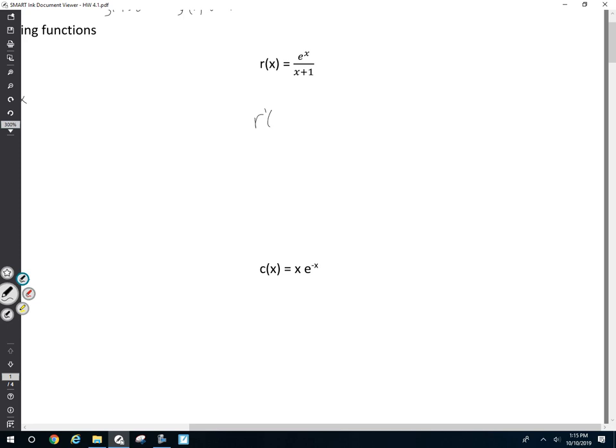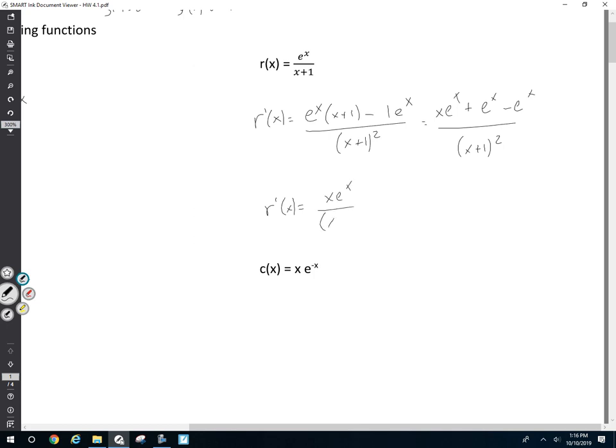Quotient rule. Derivative of the top times the bottom minus derivative of the bottom times the top, all over the bottom squared. Simplify the top, maybe. x e to the x over x plus 1 squared.